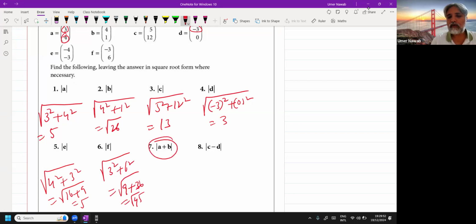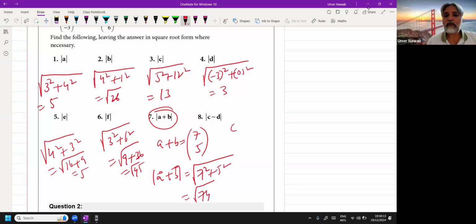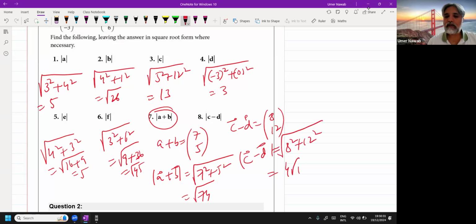Now a plus b magnitude means I have to find the a plus b vector first. What is the a plus b vector? It will give you (7, 5). Then after that, I put bars around it, the a plus b vector. And then I write 7 squared plus 5 squared. And that answer will come to me as just square root of 74. For c minus d, you have to find the vector first. And that will show you (8, 12). And then I will just put bars around it because I'm interested in the magnitude. So 8 squared plus 12 squared. The final answer in surd form is 4 square root of 13. The calculator will give it to you.